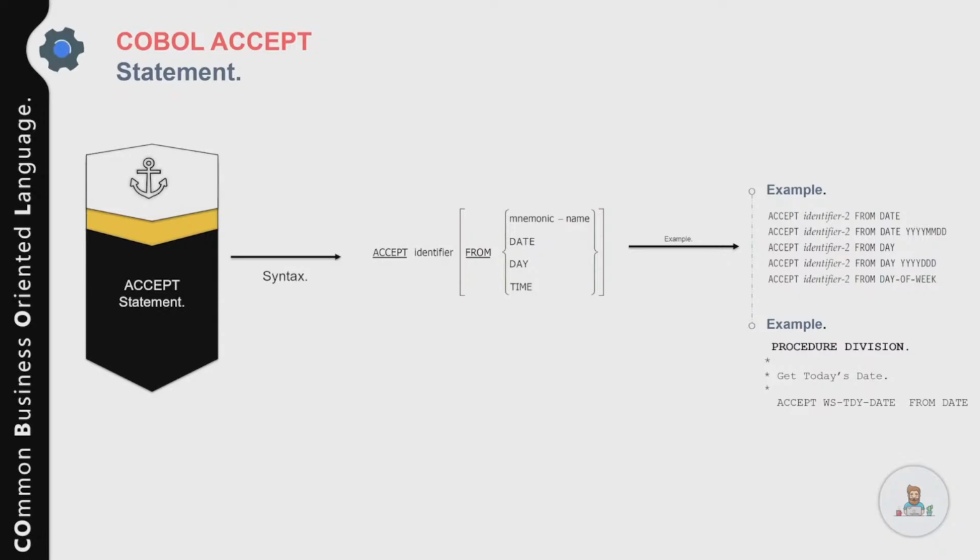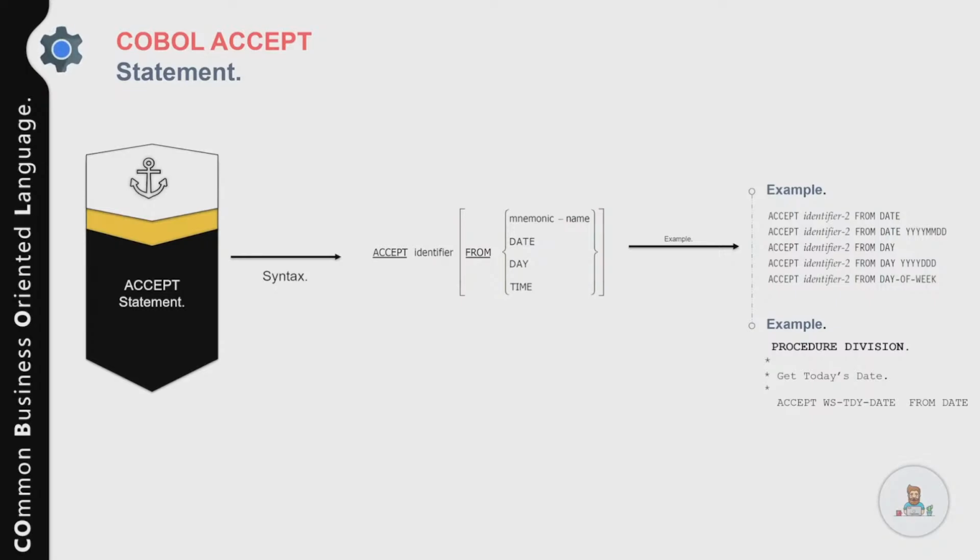In the following example, we have used the ACCEPT statement. After that, you have identifier-2, which could be your variable where you want to store the date. And after that, we have included the FROM keyword, and then we have specified the date. Similarly, you can specify the format of the date that you want to get from the operating system. And there are other options as well, and you can use them as per your requirement.